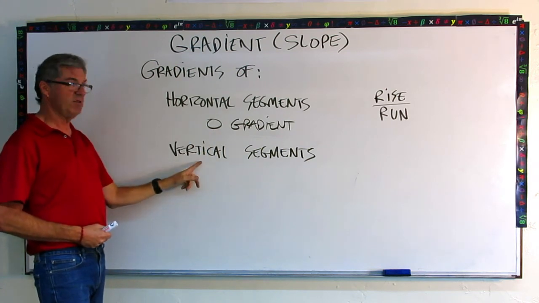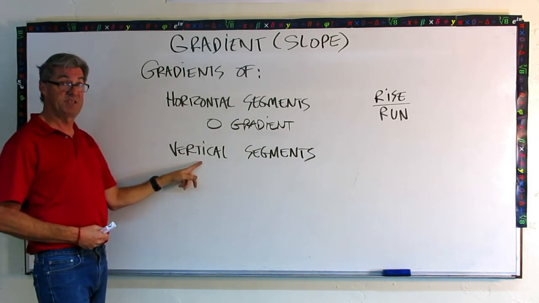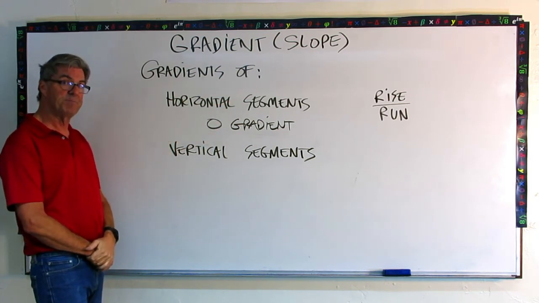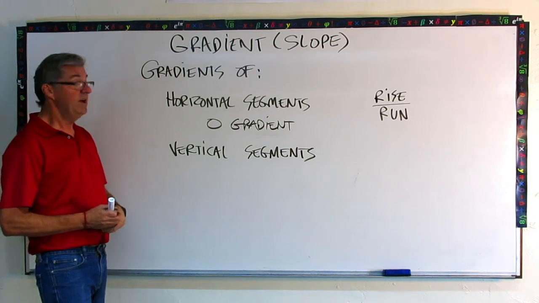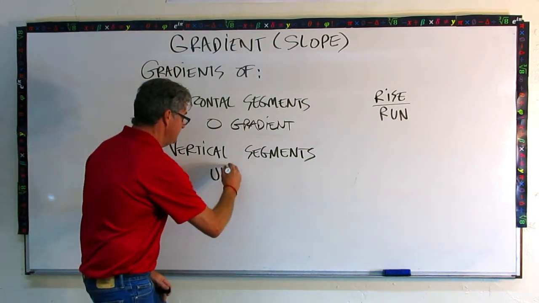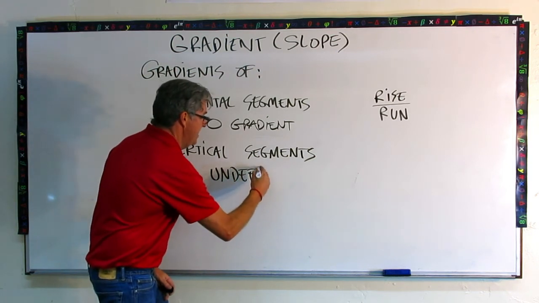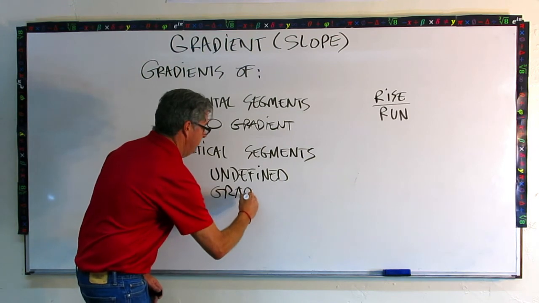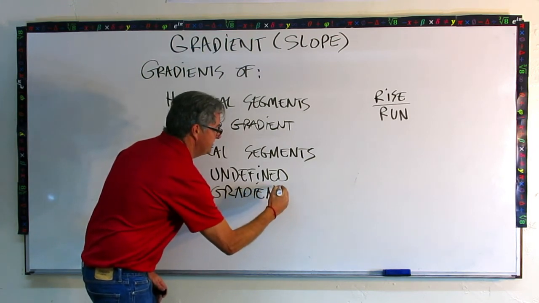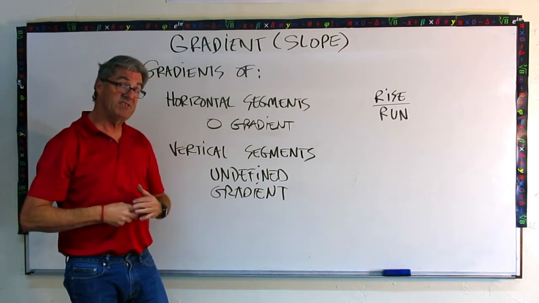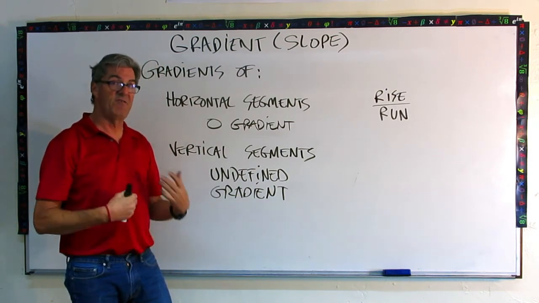Now how about a vertical line segment? The answer to this one's a little different, but the clue is in rise over run. So think about that for a minute. Okay, so what it is undefined. So the gradient here is undefined. And if you think about this word, undefined, you might remember that one of the places it comes up in mathematics is when we try to divide by 0.